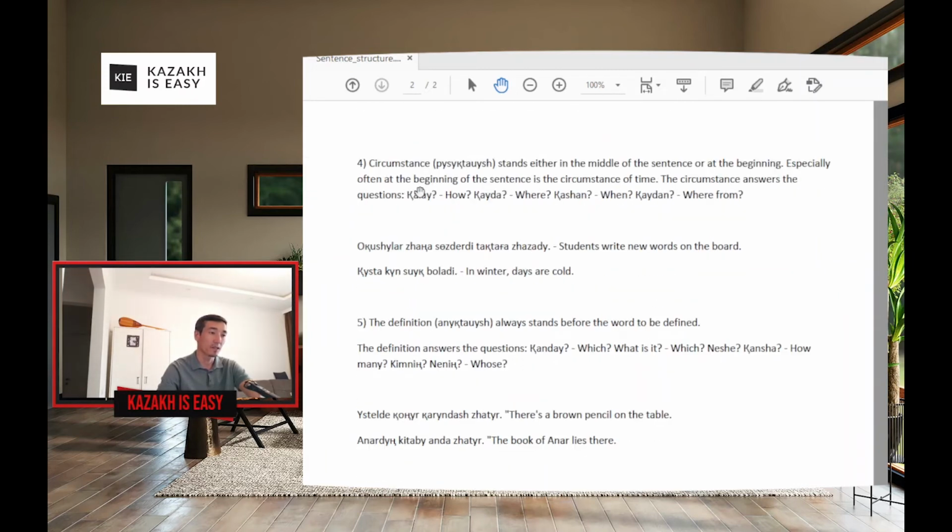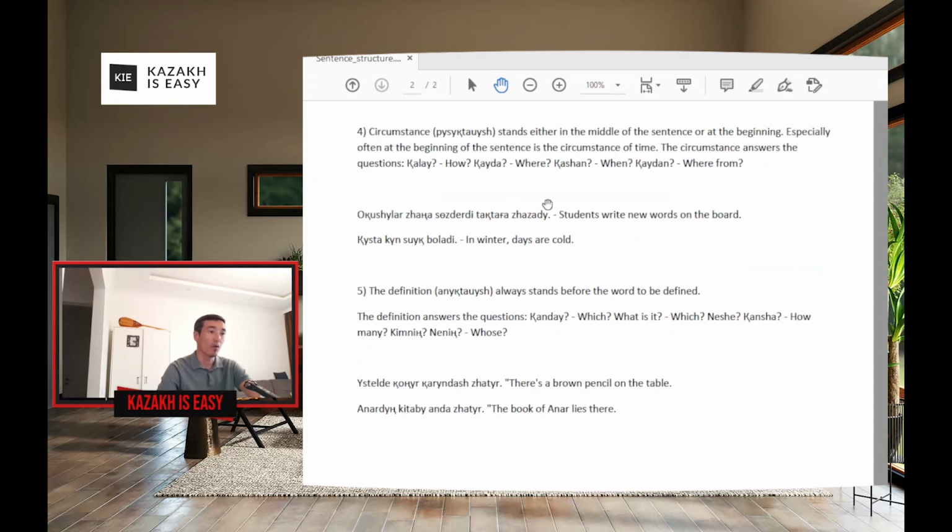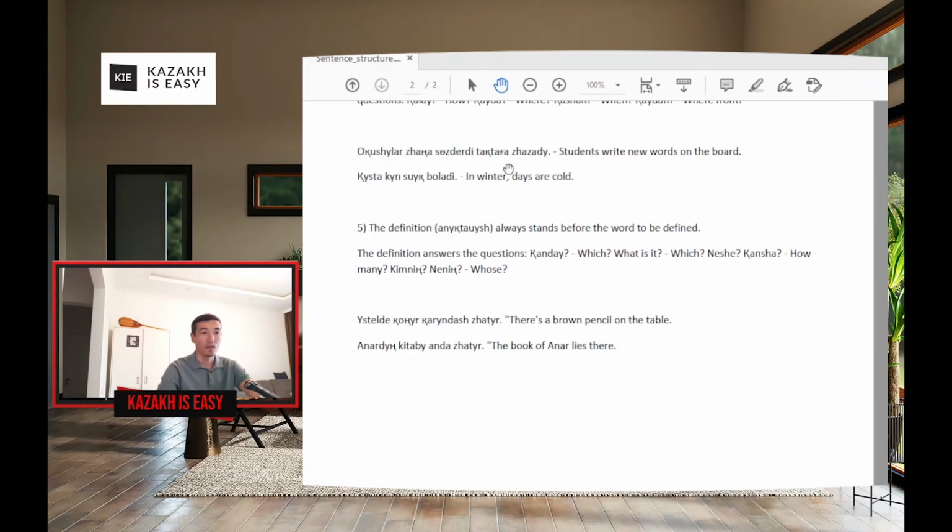So next, circumstance. Пысықтауыш stands either in the middle of the sentence or at the beginning. Especially often at the beginning of the sentence is the circumstance of time. The circumstance answers the questions қалай, how, қайда, where, қашан, when, қайдан, where from. Examples: оқушылар жаңа сөздерді тақтаға жазады. Students write new words on the board. Қыста күн суық болады. In winter, days are cold.